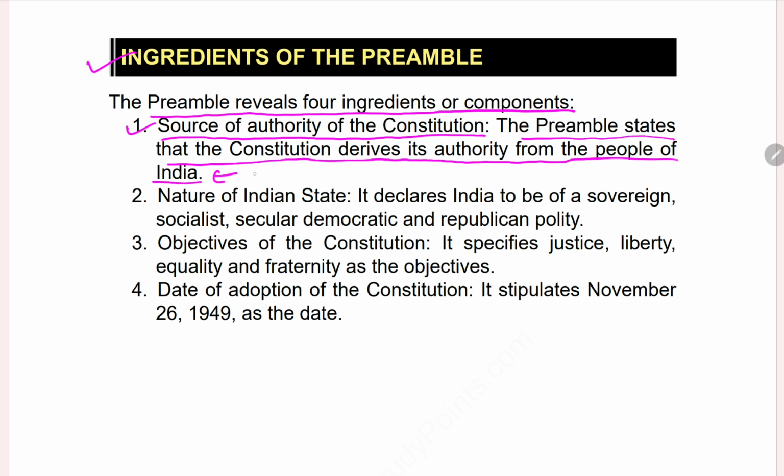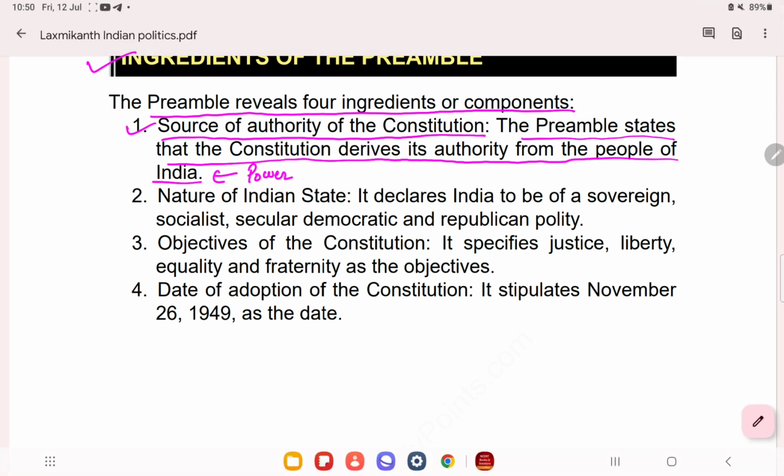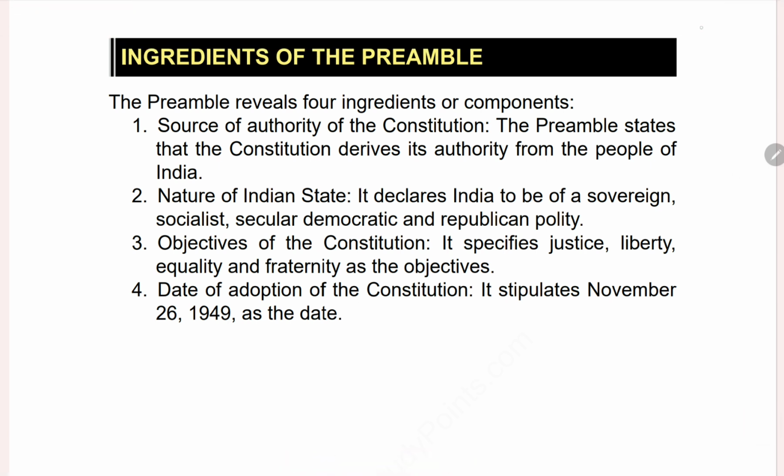So the people of India ultimately have the power, the full right, and the power that we derive in the preamble is from the people of India itself. Then we will see the nature of the Indian state. It declares India to be a sovereign, socialist, secular, democratic, and republican polity. We will see in detail the meaning of these terms like sovereign, socialist, secular, etc.